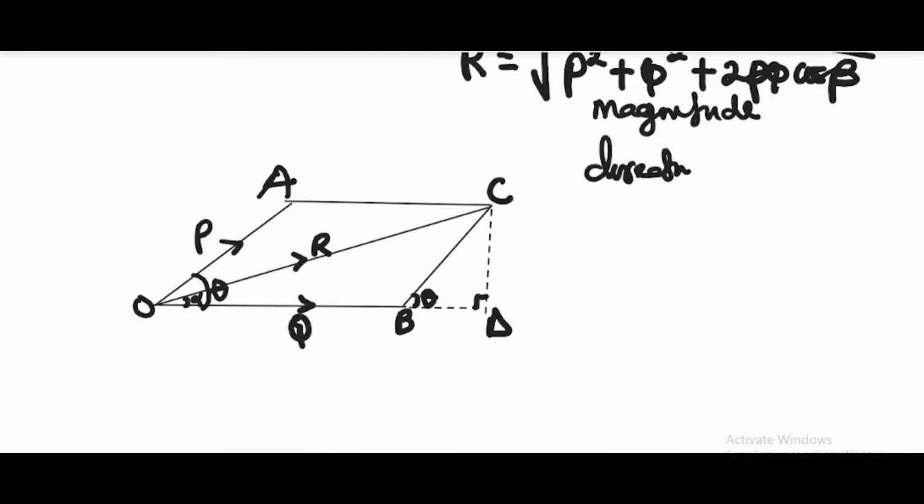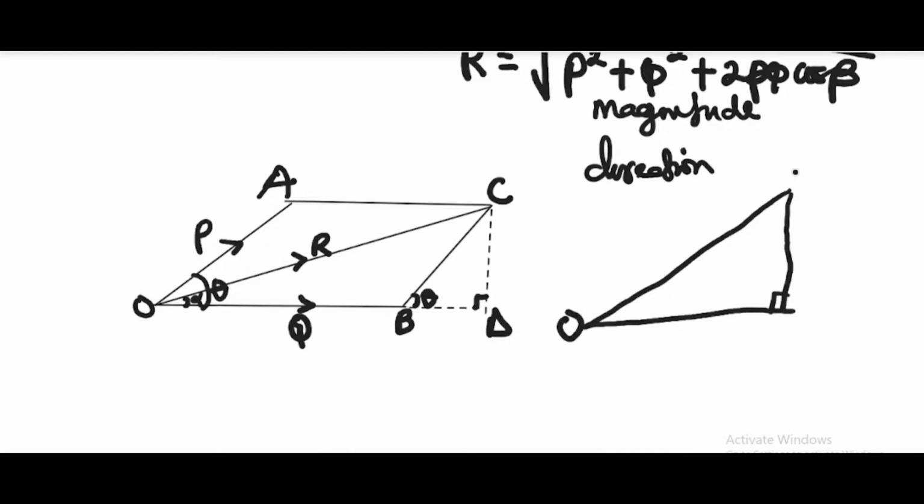So now what happens here? Now to find the direction, look at this. I'm going to pick out this triangle OCD. I have O, I have C, and then I have D. So if you look at this triangle OCD, you will see that the angle here is alpha. This is our resultant. What we have here is actually Q and BD. So let's just leave it like that.